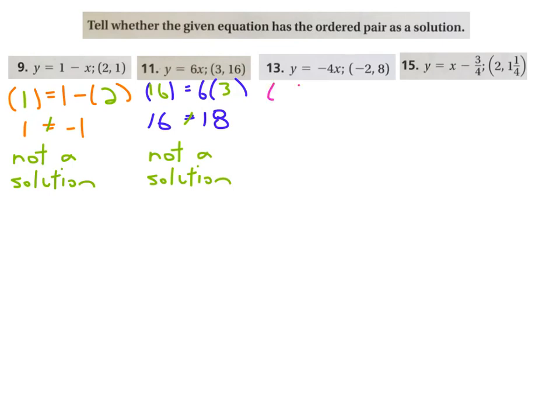Okay. Number 13, we're going to take the original equation y equals negative 4x, and we will put parentheses for y equals negative 4 parentheses for x, and we're going to substitute those values in. So negative 2 for x and 8 for y, and then we're going to simplify each side. 8 is just 8. Negative 4 times negative 2, negative times negative is positive, and 4 times 2 is 8. And yes, it is a solution.